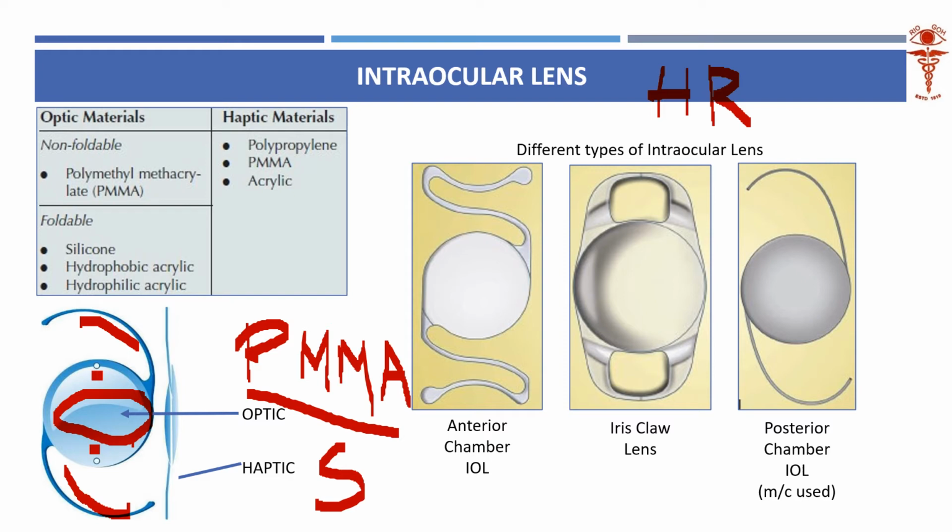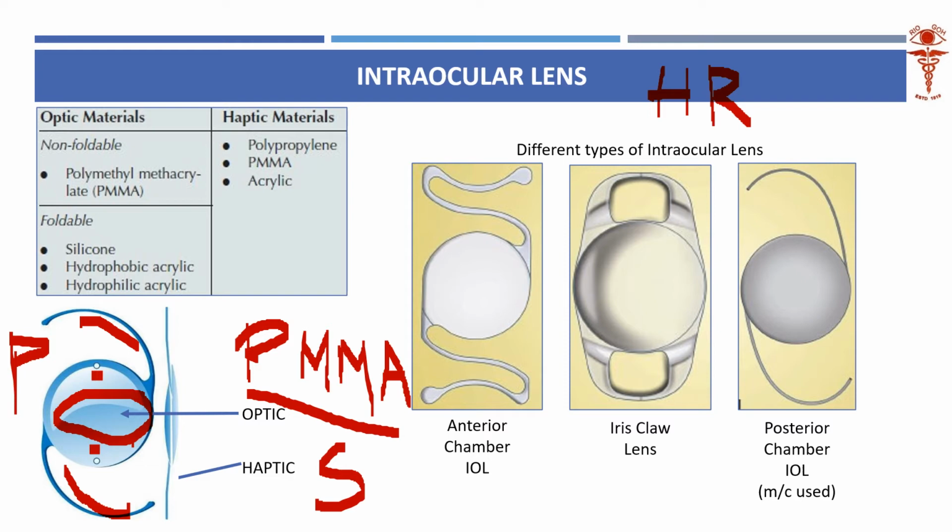But there is a prerequisite for these PMMA lenses. These are called the posterior chamber lenses, posterior chamber intraocular lenses. So these posterior chamber intraocular lenses need the posterior capsule to be intact to be implanted. If the posterior capsule ruptures, then this cannot be implanted. Then we have other options. What are the other options?